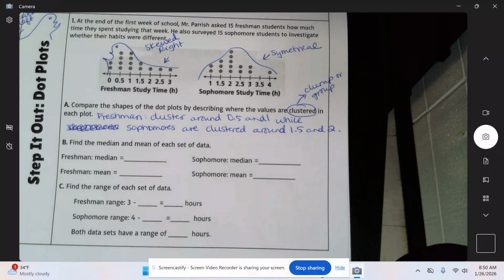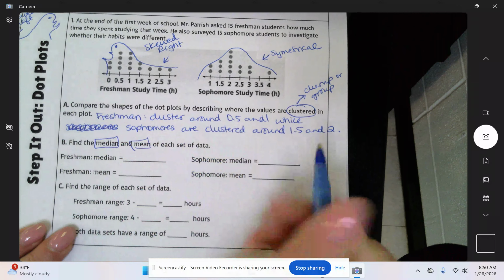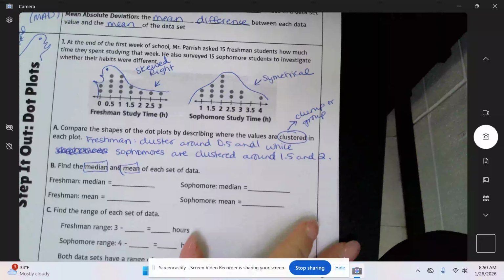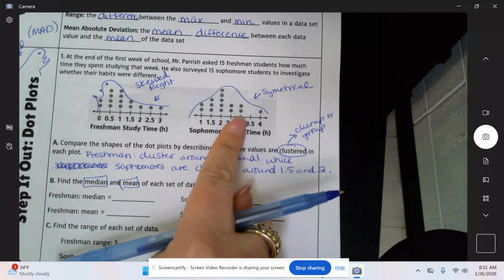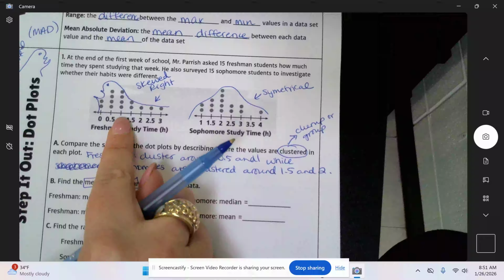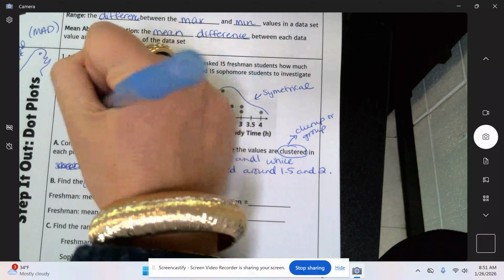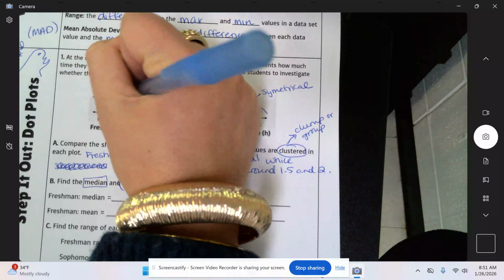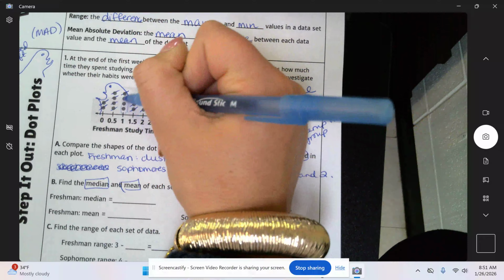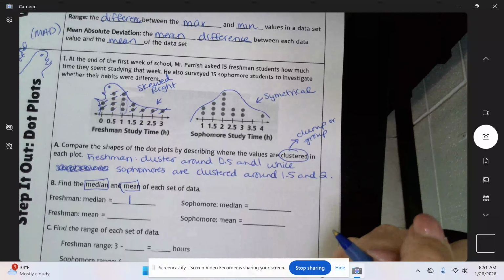Alright, so moving on. We got 10 minutes. Let's see if we can get done in 10 minutes. Alright, it says find the median and the mean of each. Okay, this is what you can do. If it's on a dot plot, to find the median, it's already in order from least to greatest. You just go boop, boop, boop across the dots. Oh, well, all my dots are a 1, so what's my median going to be? 1. Use the graph.